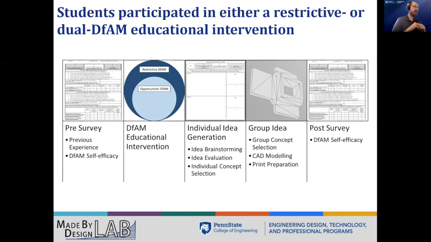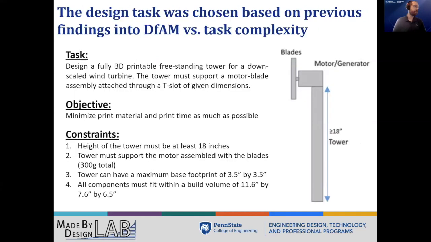So we told them, kind of go wild with your ideas, and then they would evaluate those individually and come up with one final concept that they like. Then they would move to the group phase where they would come up with sort of a selected idea from the group, come up with a CAD model, and finally prepare for print. And then they would end with a post-survey, again, trying to measure their self-efficacy.